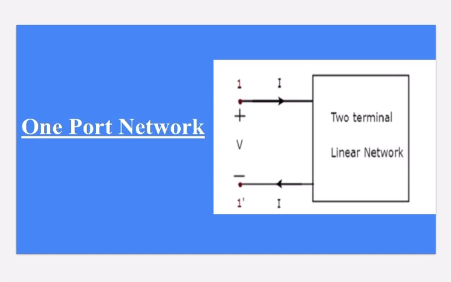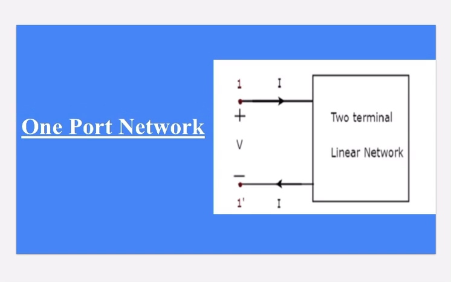This one port network is a two-terminal electrical network in which current enters through one terminal and leaves through another terminal. Here resistors, inductors and capacitors are examples of one port network because each one has two terminals. A one port network is represented as shown in this figure. Here the pair of terminals 1 and 1 represents a port. In this case, we have only one port since it is a one port network.